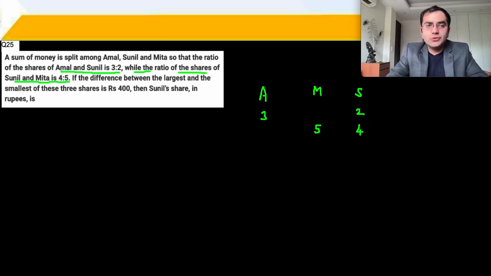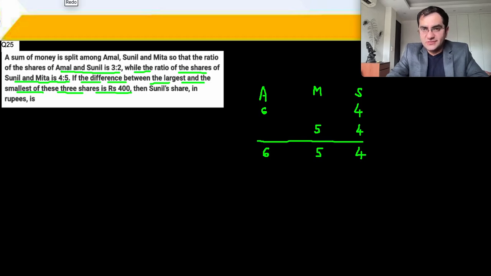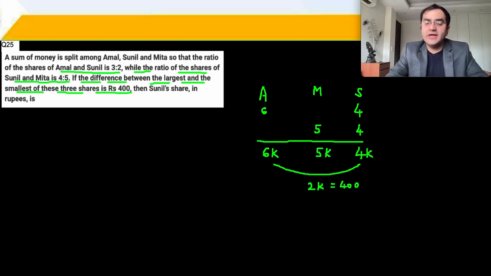Instead of 3:2, let me write it as 6:4. So this tells me now that when S is 4, then M is 5 and A is 6. So the ratios have now been connected. If the difference between largest and smallest of the three shares is 400, so let me put a constant K, 6K, 5K, 4K. If the difference between largest and smallest, which is 2K, is 400, then Sunil's share is 4K. If 2K is 400, 4K is 800. And that is the answer for this question. 800 is the right answer.